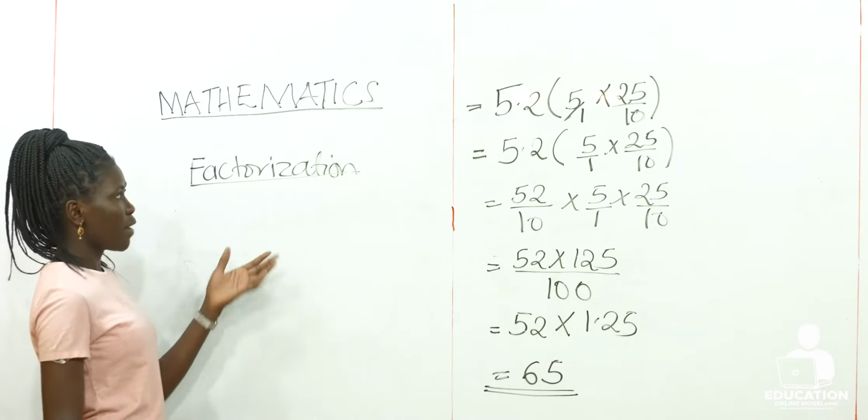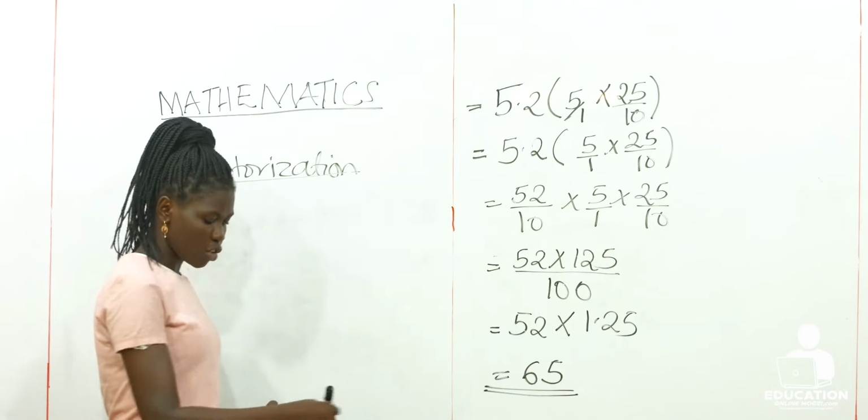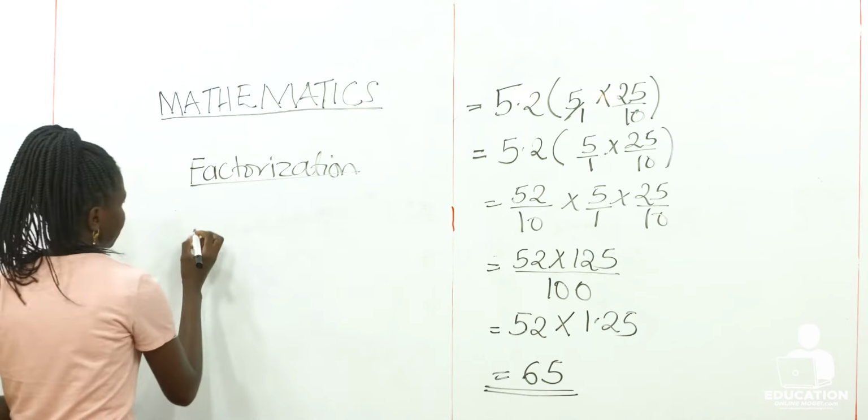So that is it with our examples for difference of two squares. Now we are going to factorize quadratic expressions.